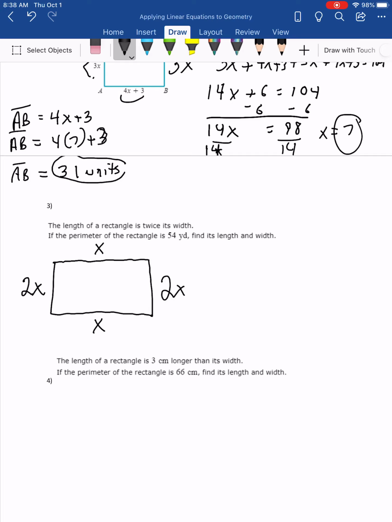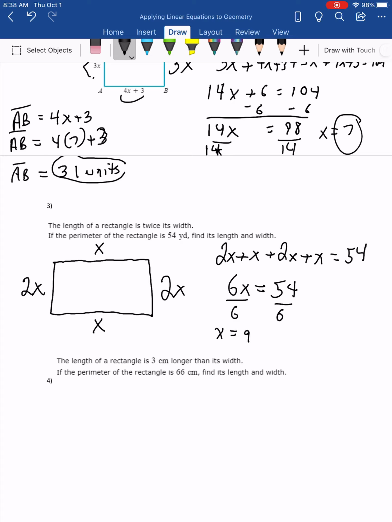Okay. Now this is just going to be like number 2. Perimeter is 54, find the length and width. So we know all 4 sides must add up to 54, so 2x plus x plus 2x plus x equals 54. Combining like terms, that is 3x, 6x equals 54. Divide by 6, divide by 6, so x is 9.